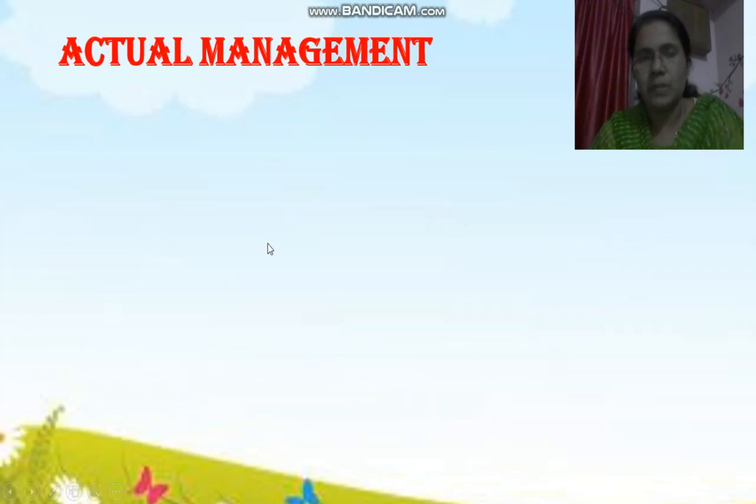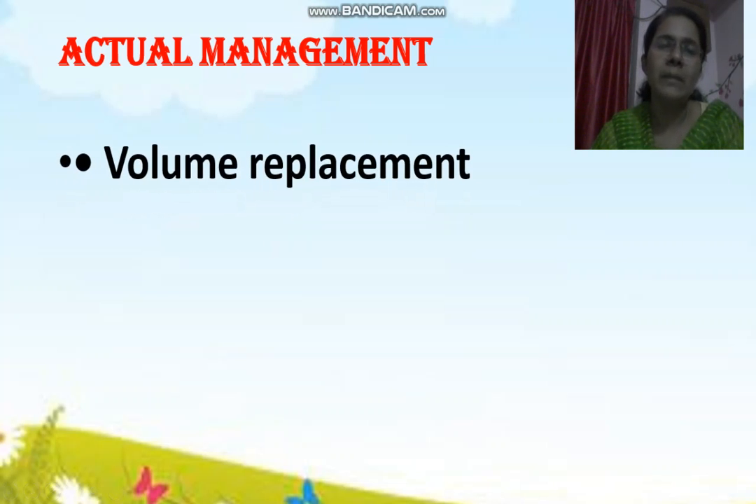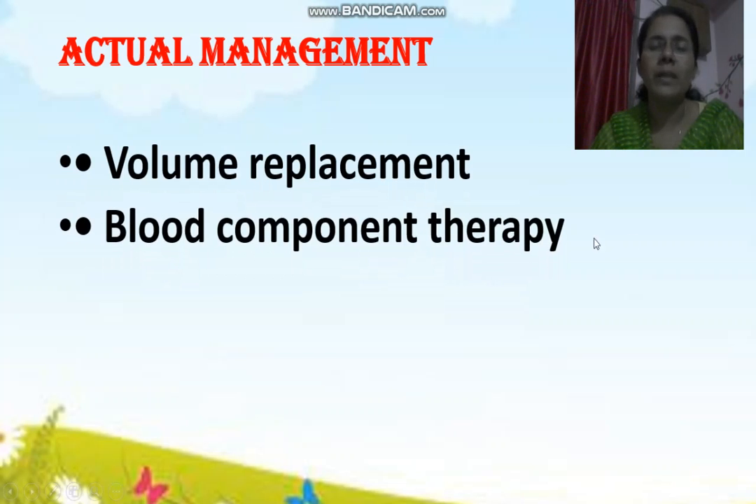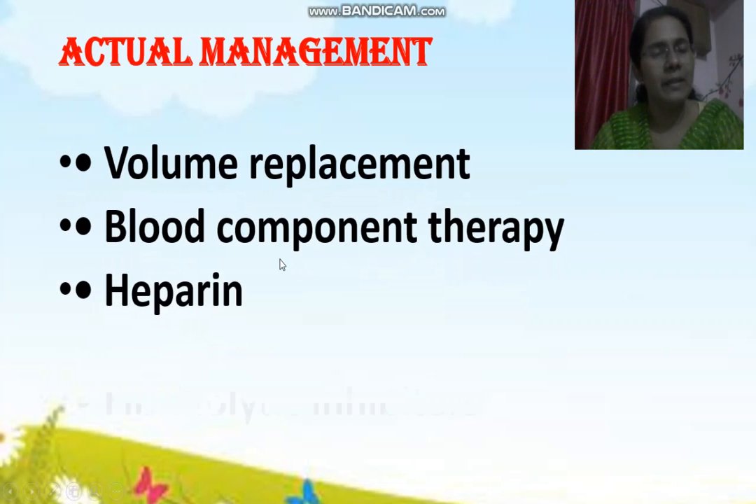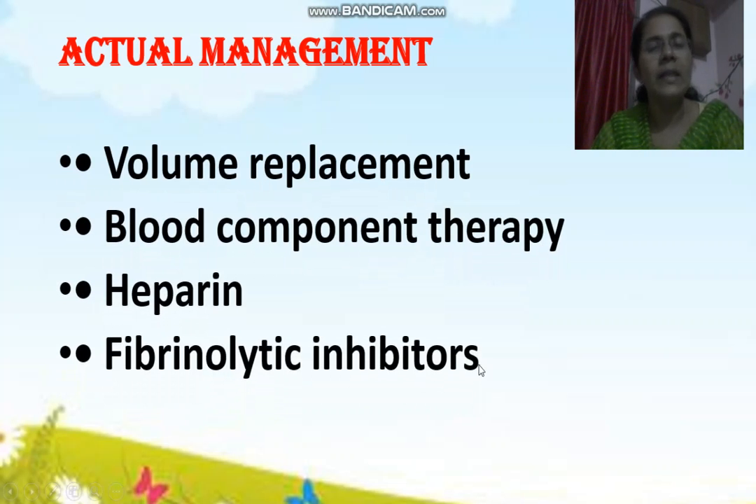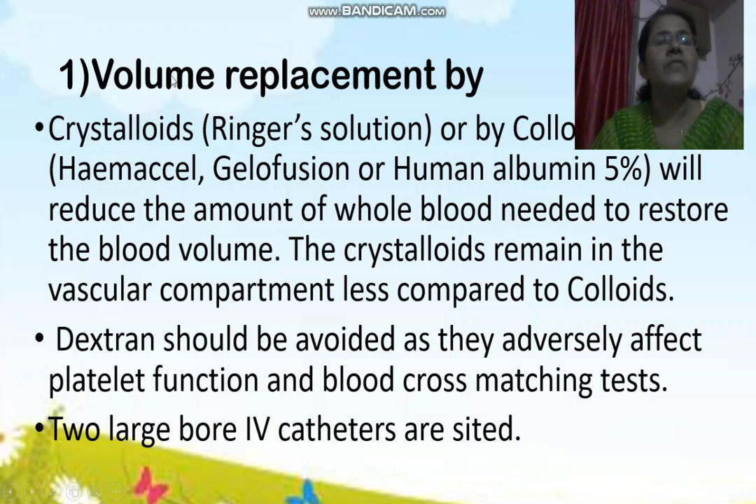For the actual management, first we have to do volume replacement. Second, blood component therapy should be given. Heparin can be started and fibrinolytic inhibitors should be provided. So first, volume replacement therapy. How can we replace the volume of the blood? First, crystalloids, that is Ringer solution, or colloids, Hemacel, Gelofusine or human albumin 5% can be provided.